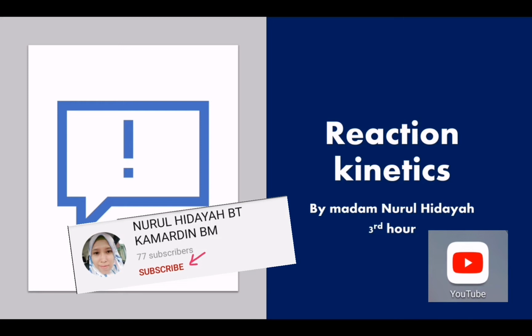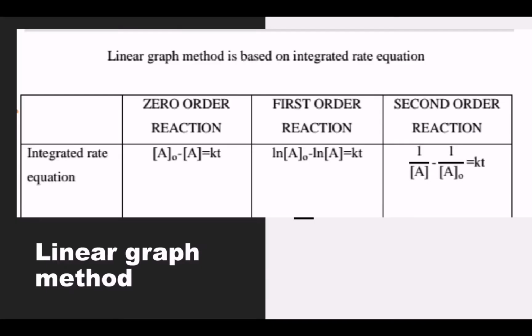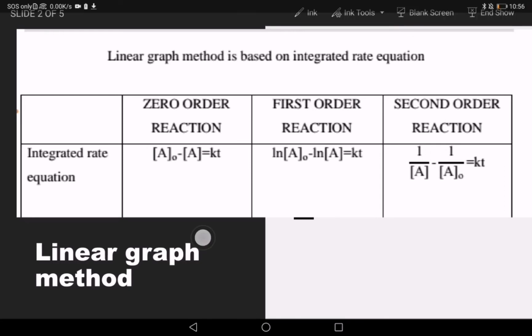In this video, I will explain to you how to plot linear graph using integrated equation. So let's start. Okay, so ini adalah integrated equation yang kita dah belajar tadi untuk calculation problem. So if you have to prove that the reaction is certain order of reaction by using integrated rate equation, so first you have to identify which one is the y-axis and which one is the x-axis.